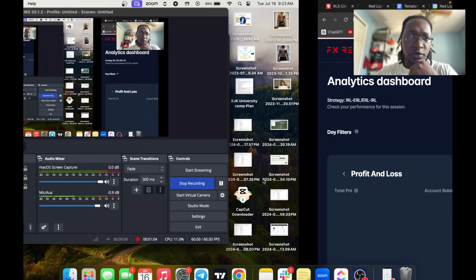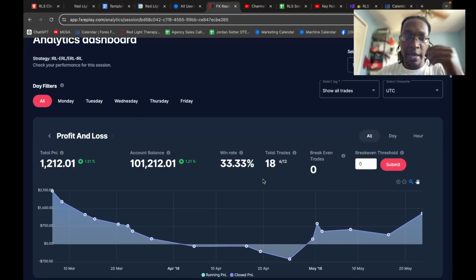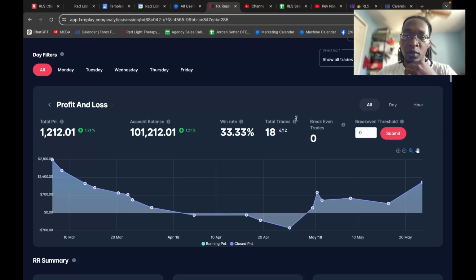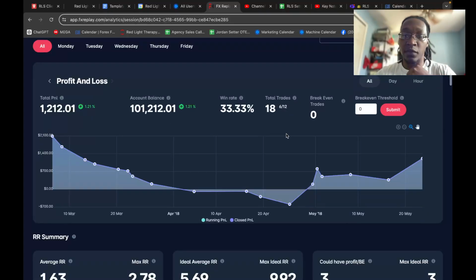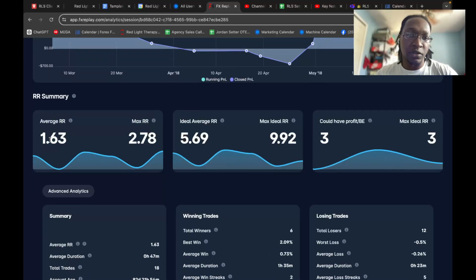My volume and stuff is on, showing it. Okay, cool. So where we're at here, we're at 1.21% up overall. We won 6 trades, lost 12, 18 trades total, 33% win rate. Average risk to reward is 1.63. We need to get this up. Need to definitely get this up to at least 2.